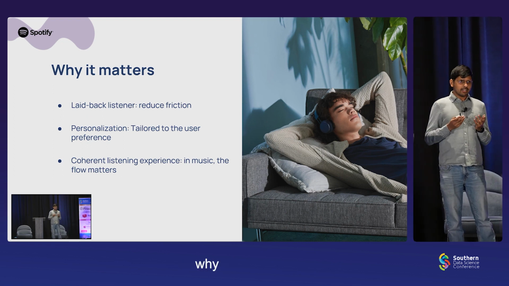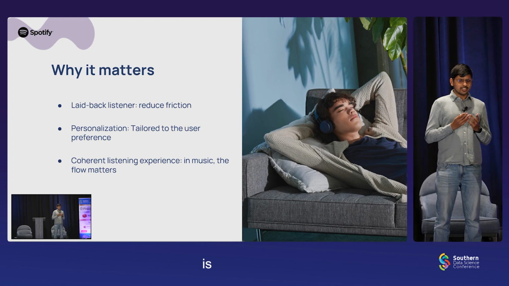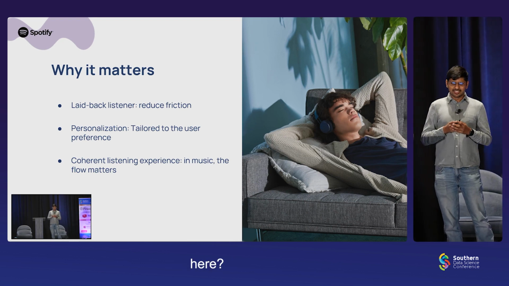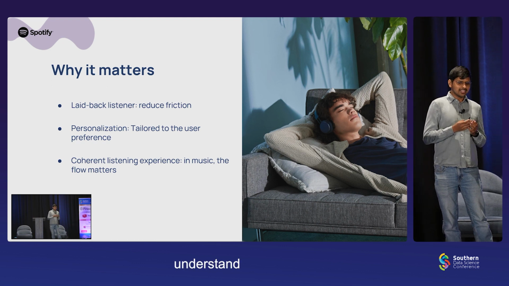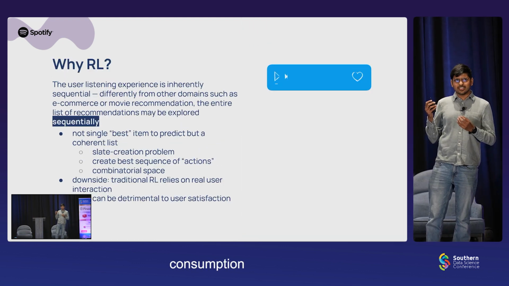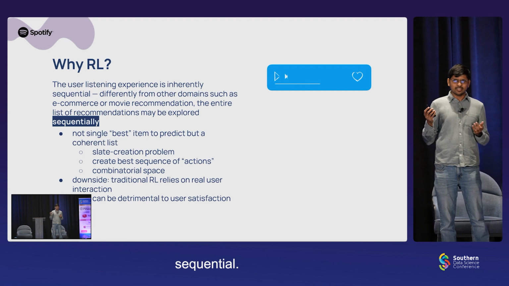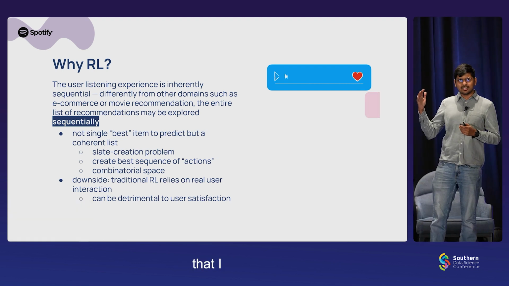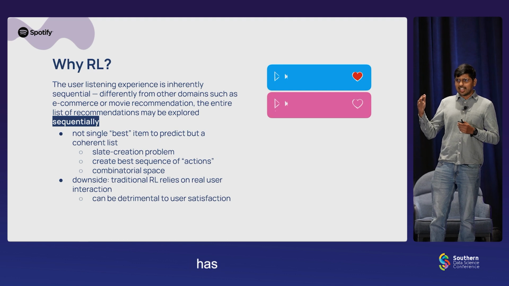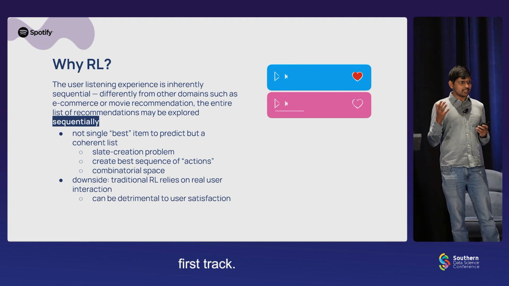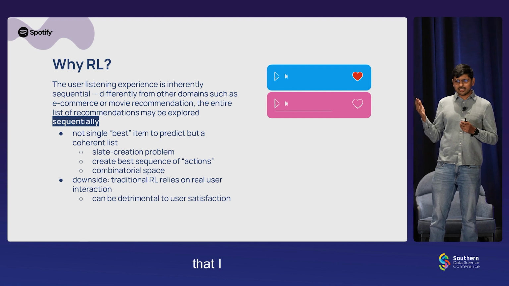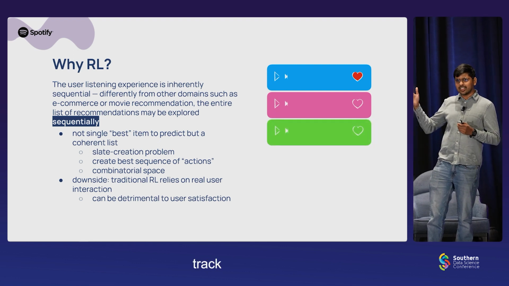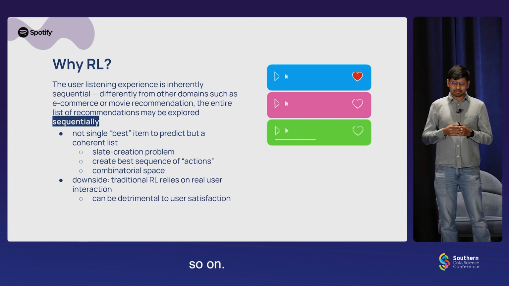We discussed why automatic playlist generation is important, but where does reinforcement learning come into play here? For this, you have to understand that music consumption is inherently sequential. By sequential, I mean that the second track that I listen to from a playlist has some relation with the first, and the third track that I listen to from the playlist has some relation with the first and the second track, and so on.